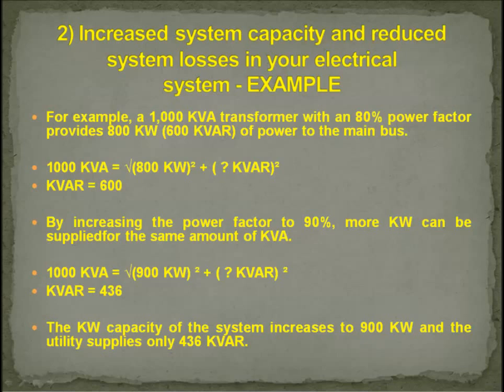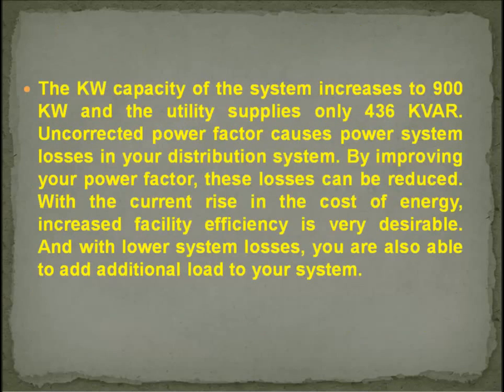Hence kVAR equals 436. The kW capacity of the system increases to 900 kW and the utility supplies only 436 kVAR. Uncorrected power factor causes power system losses in your distribution system. By improving your power factor, these losses can be reduced.